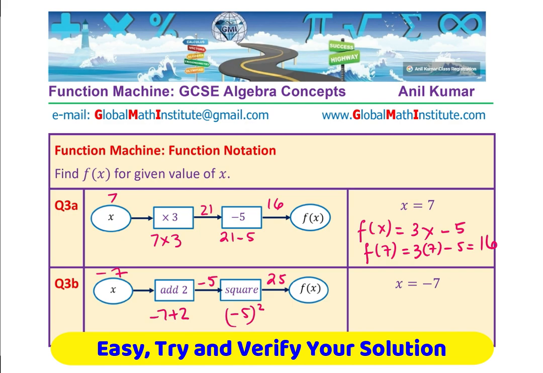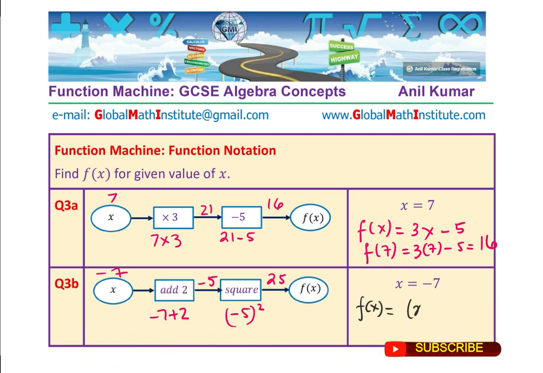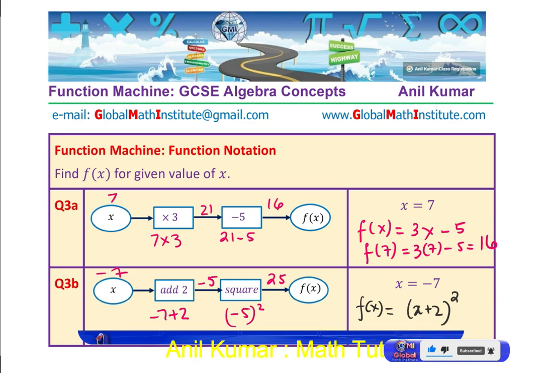You can verify this by writing the general function and then doing the needful. Perfect. It is only for you to practice. So, we can also write an expression for f of x, which in this case is going to be x plus 2 square, right? Same as we did earlier. Substitute minus 7 and you can verify that this is indeed 25 as we did earlier. Perfect. So I hope it makes sense.